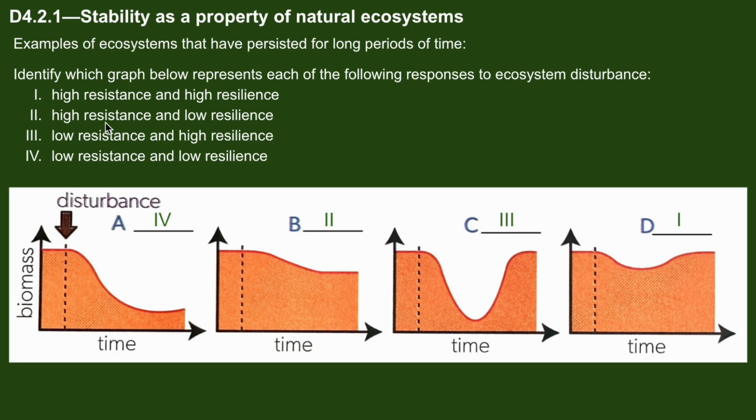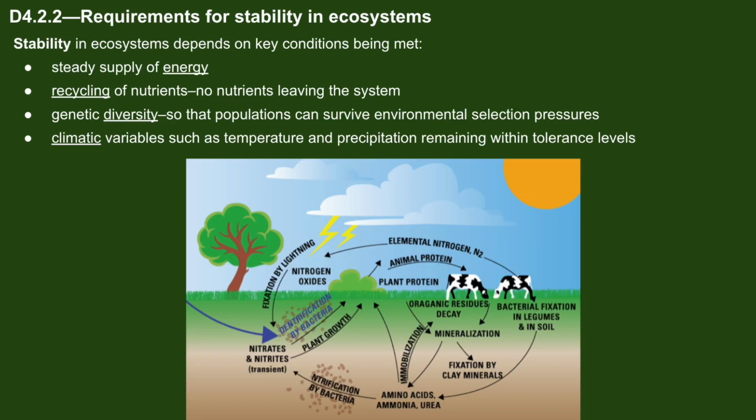Number 2, high resistance and low resilience. Okay, high resistance means after disturbance, it's only, again, going to have a small change, but it has low resilience, and so it's not able to bounce back. Low resistance and high resilience, you can see here. Low resistance means after disturbance, we're going to see a large change, but because of the high resilience, it's going to be able to bounce back. Okay, and then lastly here, we have low resistance and low resilience.